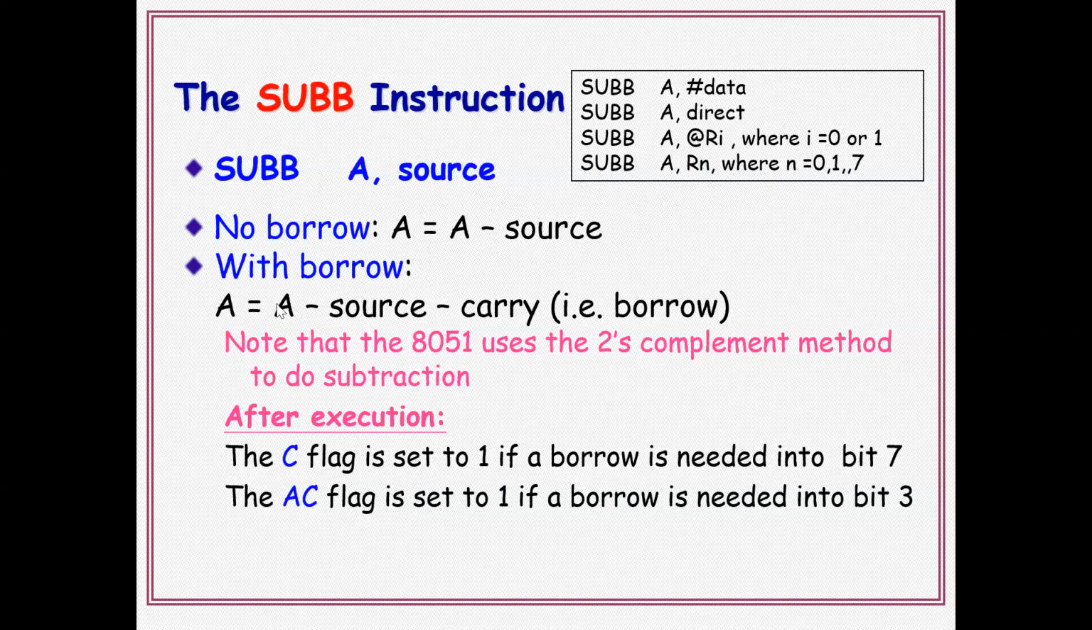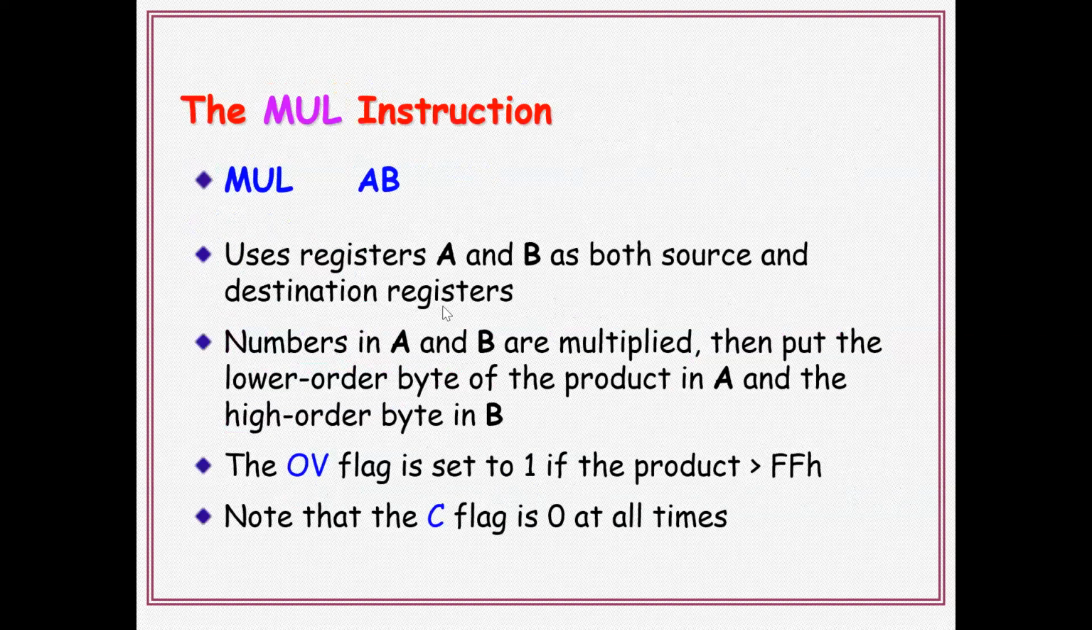And with borrow, destination equals destination minus source minus carry. But here by default the destination is the accumulator, so it is represented as A equals A minus source minus carry. Note that the 8051 uses the 2's complement method to do subtraction. Then the multiplication instruction uses MUL, and it also uses registers A and B as both source and destination registers.